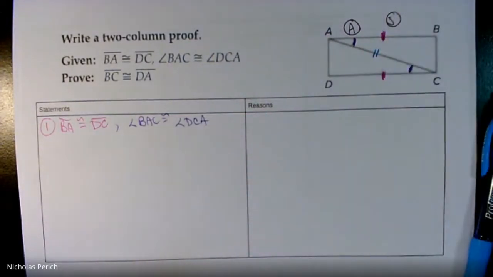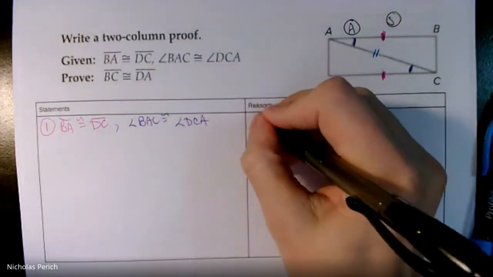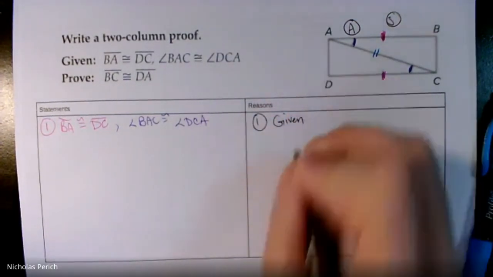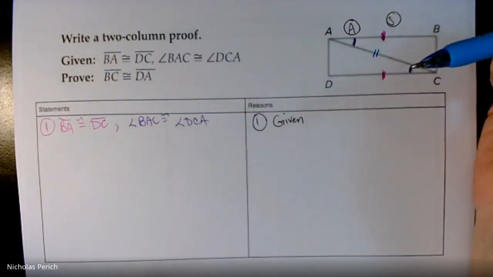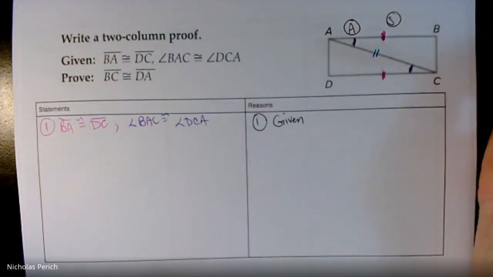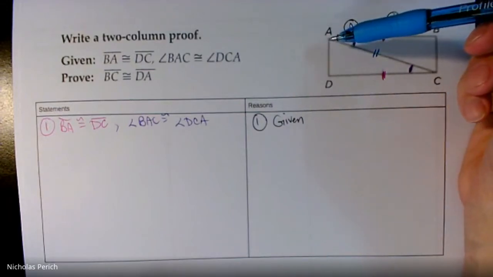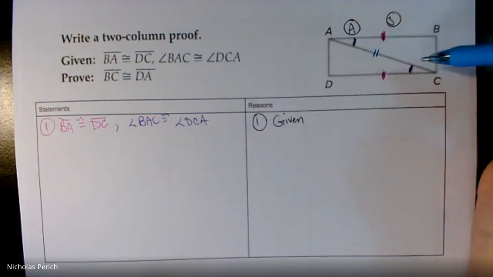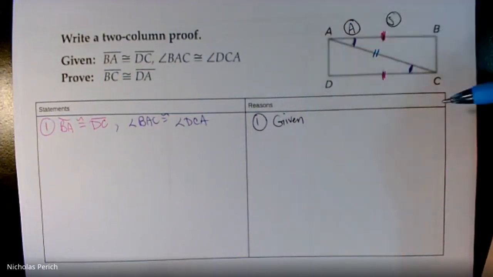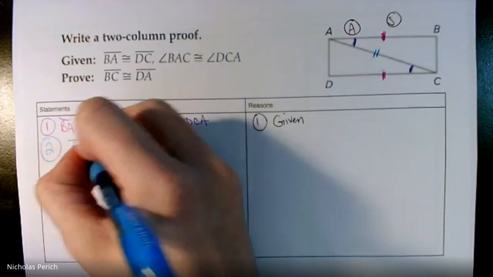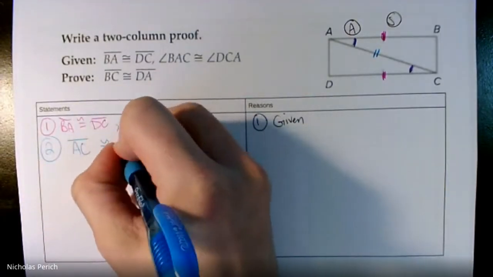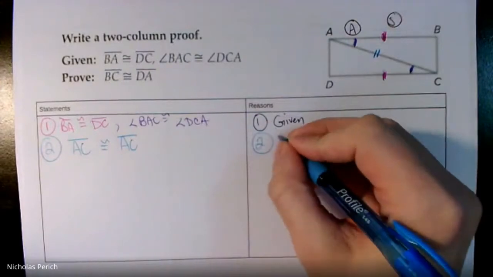And of course, I forgot to write out given. Now, what was I saying? Okay, so I have the San Diego special, which means I have AC is congruent to AC. And we know that to be the reflexive property.